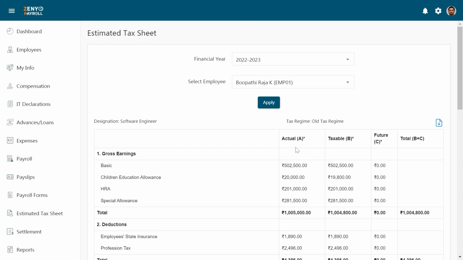The Actual column refers to the amount paid from the start of the financial year to the current month. The Taxable column represents the part of the actual amount that is taxable. The Future column displays the estimated value for the remaining months for which the pay run is not yet processed.